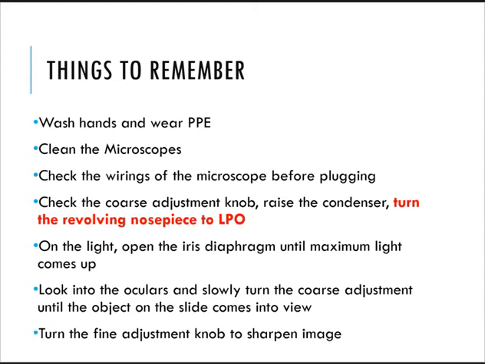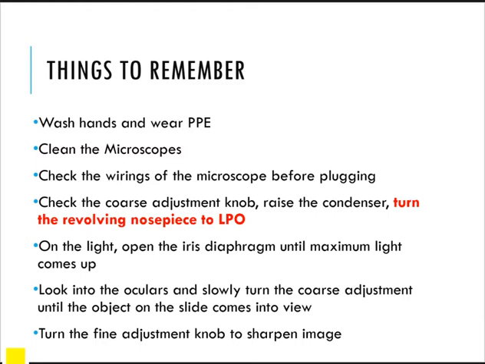Now, your next one is to check your coarse adjustment knob. You have to raise the condenser and then turn the revolving nosepiece to LPO. Okay, always start with LPO, guys, because as we have established earlier, it is used for initial determination, while your fine adjustment is for sharpening the image. Now, on the light, open the iris diaphragm until maximum light comes up. That is the knob under the stage.